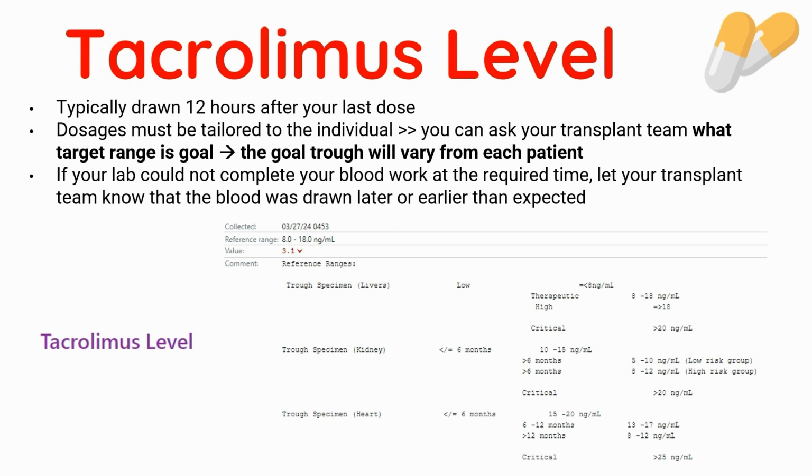I think one thing that's important to also keep in mind is that if for some reason the lab can't complete your blood work at the required time, or you've taken your medication, that's something you want to let your transplant team know, oh, my lab was actually drawn later or earlier than expected. So I put an example of what a tacrolimus level might look like when you pull it up in your electronic medical record. And you can see that they are probably going to provide some reference ranges. But again, these are sort of general rules of thumb. I would make sure that you talk to your transplant team to ask what your specific target ranges are for your tacrolimus level or tacrolimus trough.